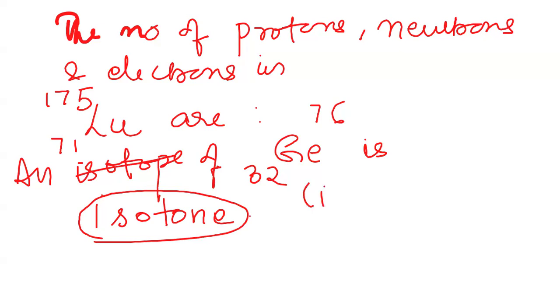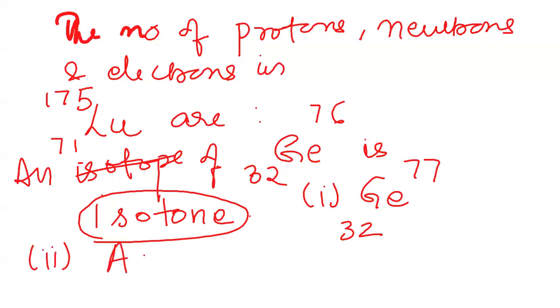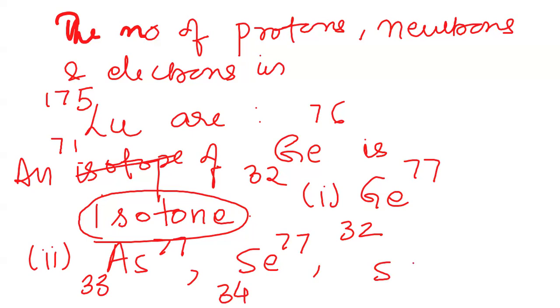Okay, चलो, I will give options. First, Ge 77 32, second arsenic 77 33, third selenium 77 34, and fourth scandium 77 36. अब बताओ. First, second, third, and fourth. कौन सा है इसमें? जल्दी बताओ. AIPMT का क्वेश्चन है ये.